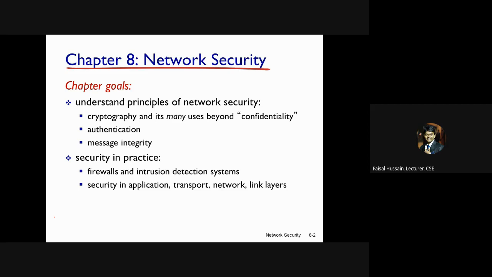Today we'll start with a new chapter, chapter 8. The title of the chapter is Network Security. Let's first look into the chapter goals.